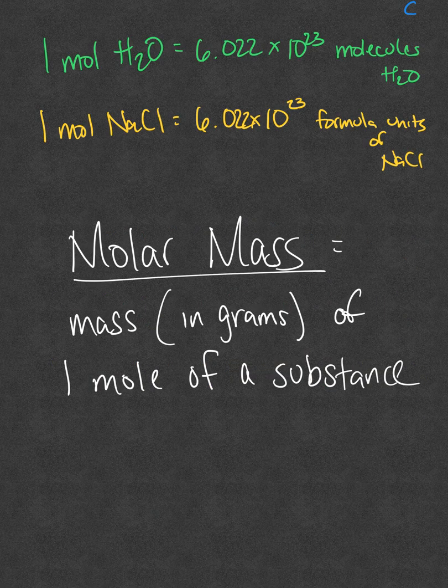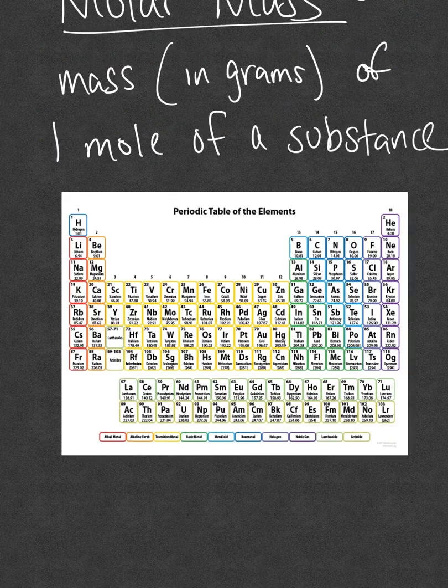Which leads us to the next point, molar mass. Molar mass is basically the mass in grams of 1 mole of a substance. So let's take a look at this periodic table here. On this periodic table we have all our element symbols. And the cool thing about the periodic table is that it tells us the molar mass of each of the elements that we know.